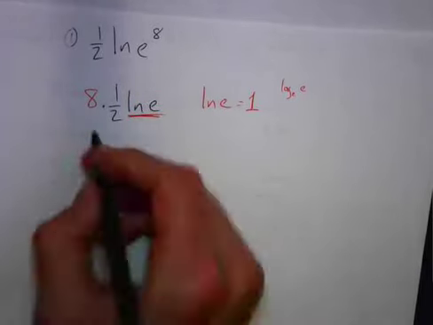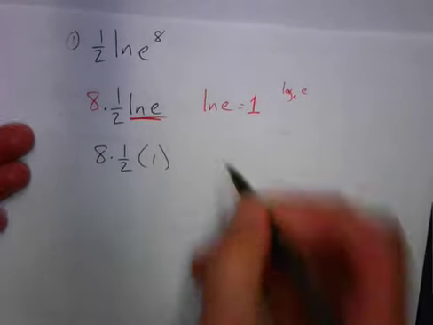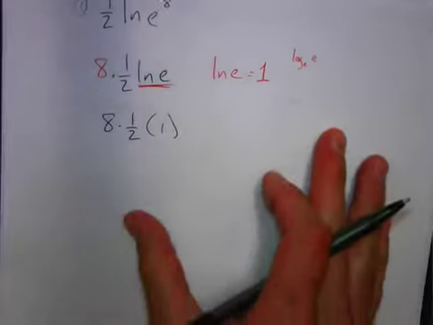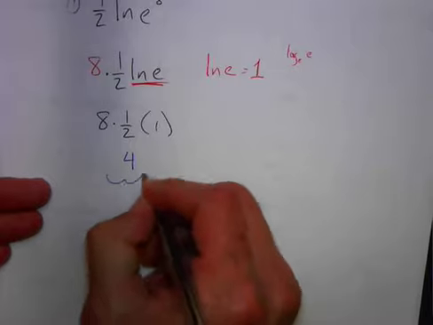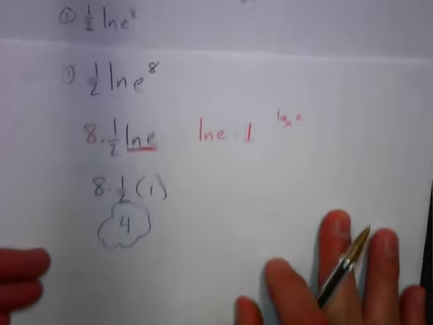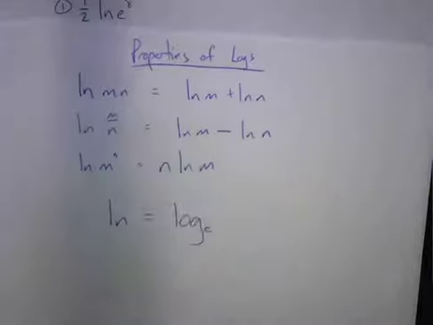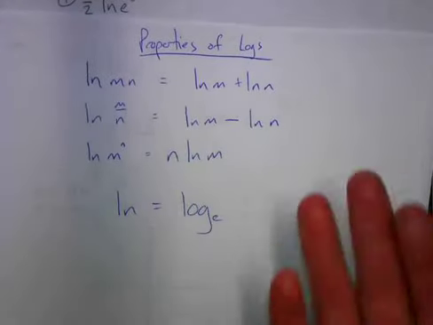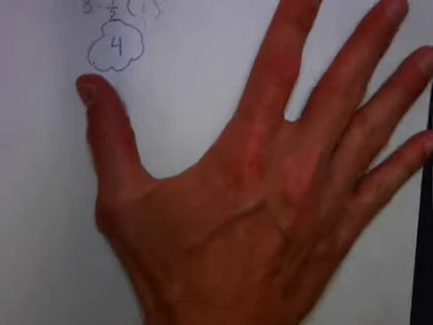So what are we looking at? We're looking at 8 times 1/2 times 1. That's what the ln of e is. And guess what 8 times 1/2 is? The whole shebang turns out to be 4. So in problem number 1, where I tell you to evaluate this logarithm, the whole thing turns out to be the number 4. So again, we're just demonstrating that all of the properties of logarithms that we had done before apply to natural logarithms. And it's the same thing for number 2 here.